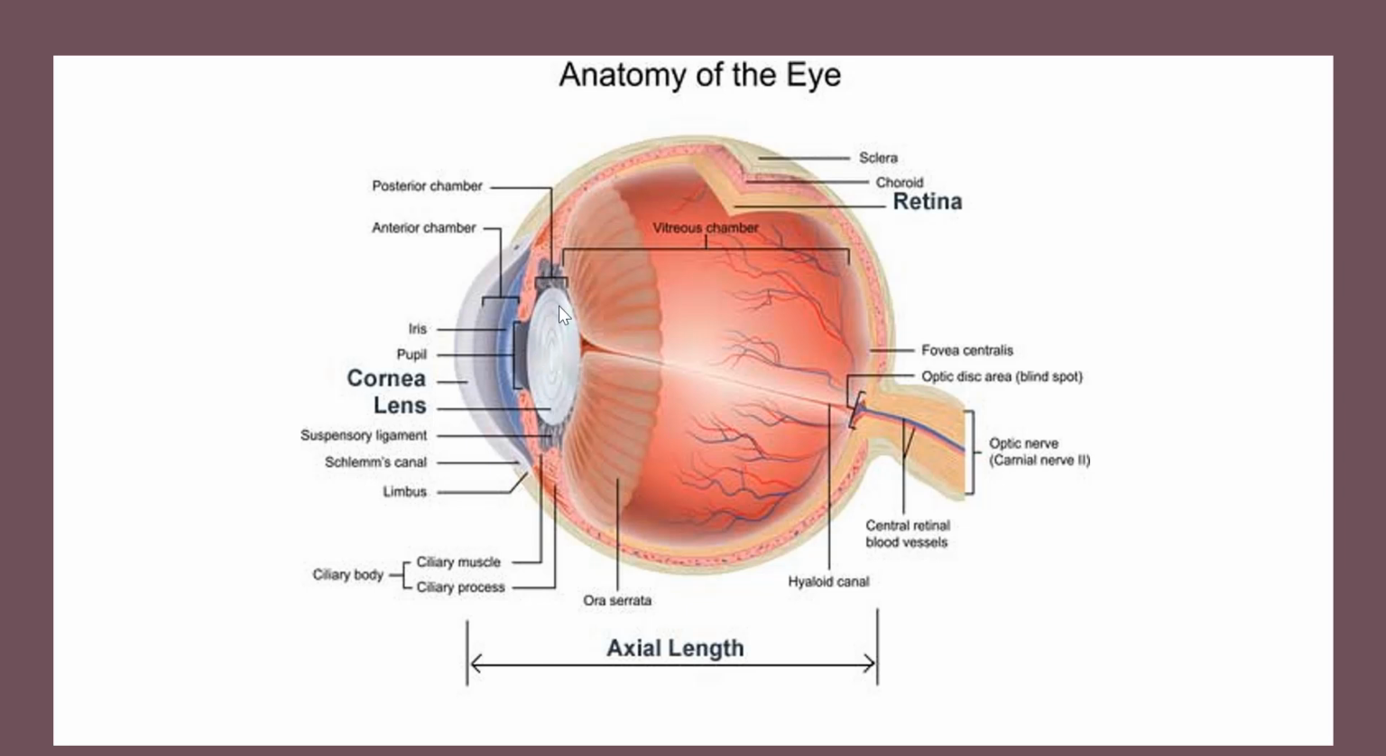And then we have the lens, and this lens is attached by the suspensory ligament, and this suspensory ligament is attached to the ciliary muscle. Then we have the vitreous chamber, and in the back we have the retina, which contains rods and cones, which are considered our sensory cells for vision.